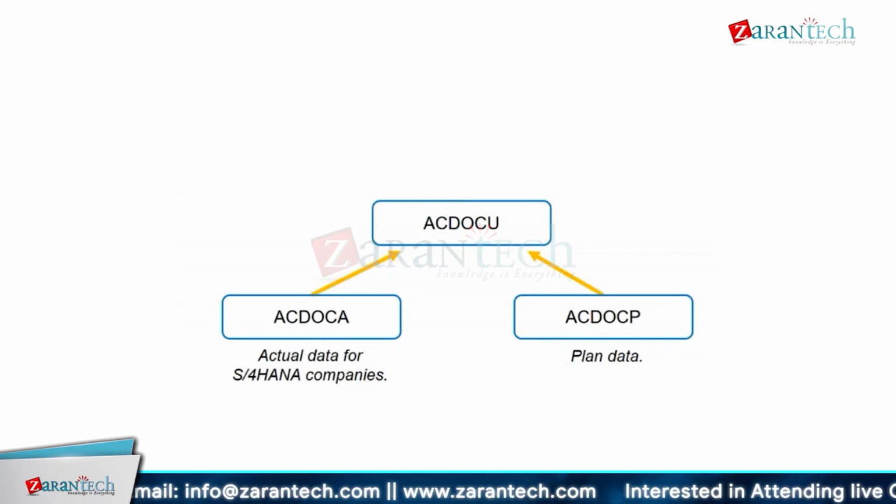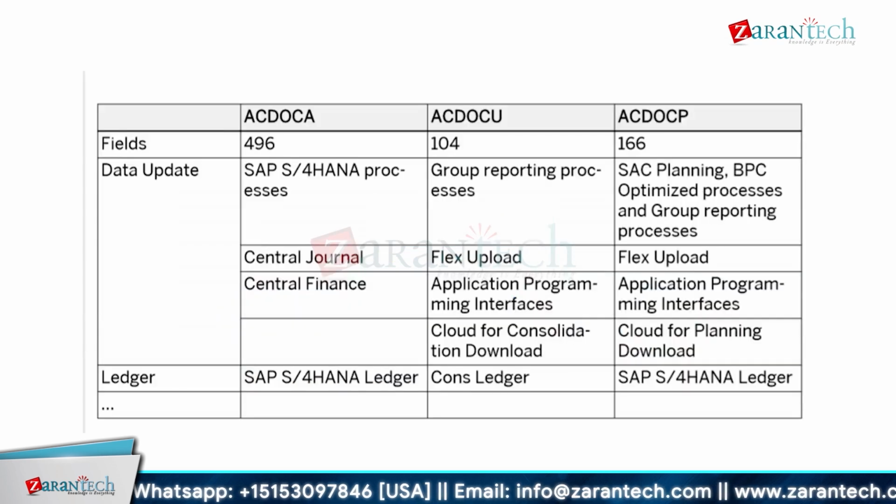How will data flow from ACDOCA to ACDOCU, or ACDOCP to ACDOCU? There is a tool called data monitor. That tool is not a new tool. If anybody worked on ECCS, there was a tool called data monitor. The same tool is being used, connected to a user interface, where there is a button. If you click on that, the data from ACDOCA, based on your configurations, will move to ACDOCU. How it will move and what the configurations are, we will understand in the sessions.